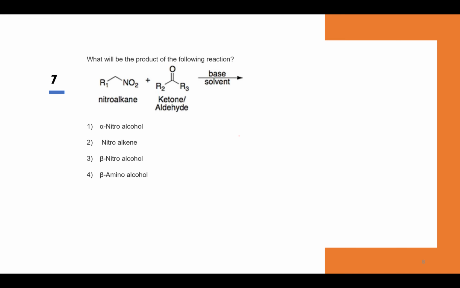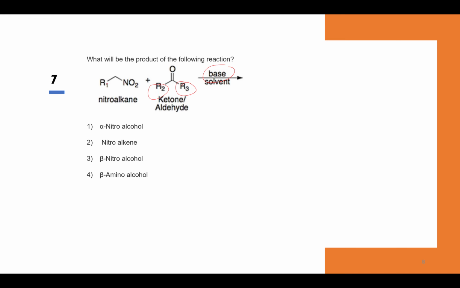Okay, now in question number 7 we have to find out the product. What will be the product of the following reaction? So if we have this nitroalkene and ketone or aldehyde, depending on these two groups. Okay, so we have base on the arrow. So what will happen with base? Base will abstract the alpha proton. Always, all of you know that.